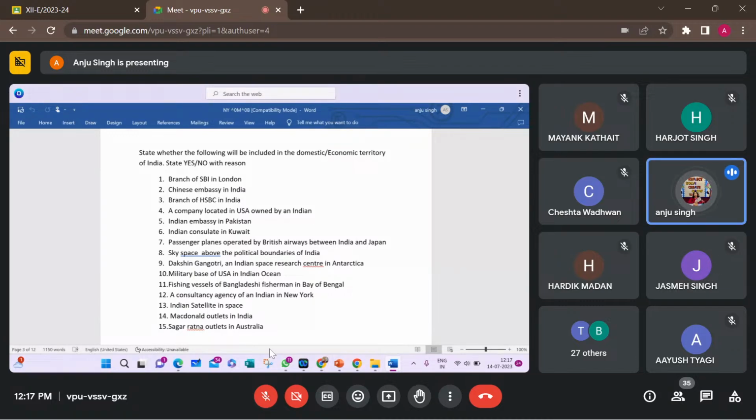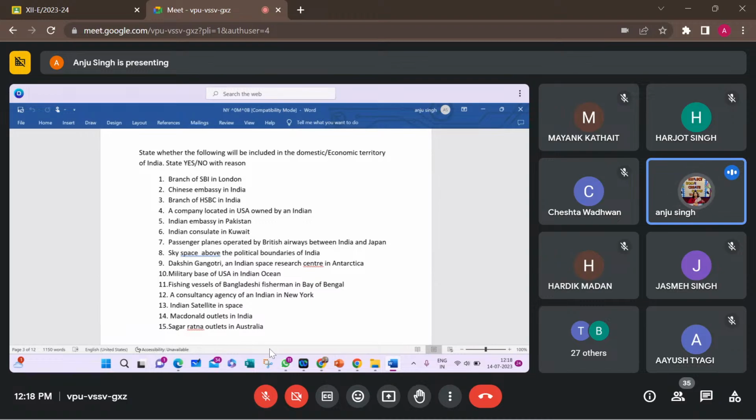A company located in USA owned by an Indian. I would like other children also to answer. Not to be included. Why not, Hardik? It will be included in the domestic territory of US. Very good. Indian embassy in Pakistan, yes, it will be, because it is part of domestic territory. Indian consulate in Kuwait. Yes, ma'am. Embassy and consulates all are part of domestic territory. Indian consulate in Kuwait will be included in domestic territory of India.